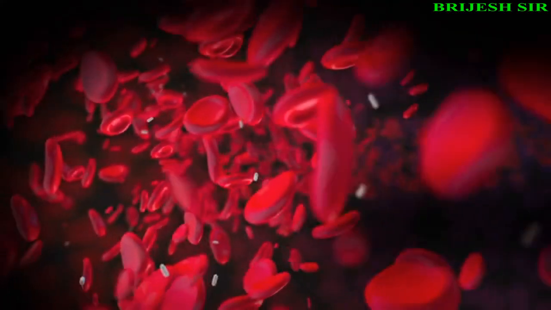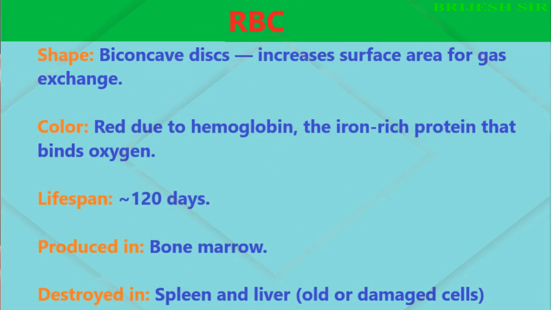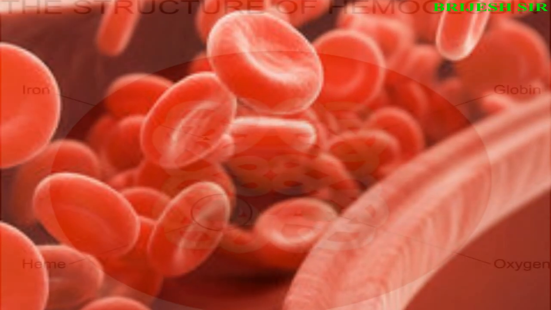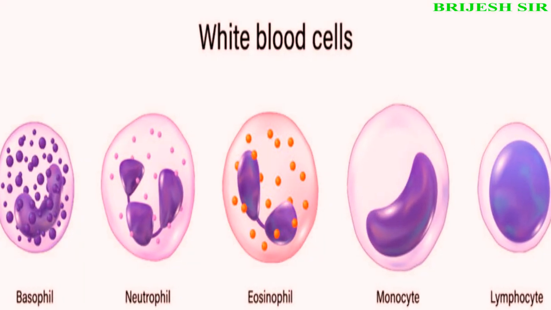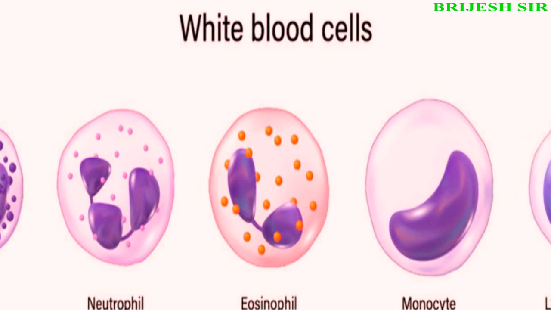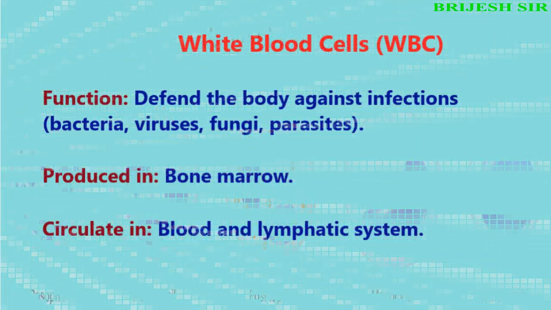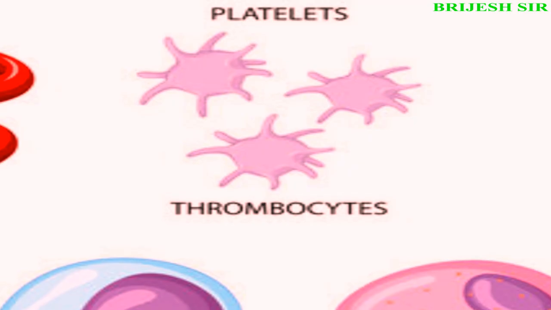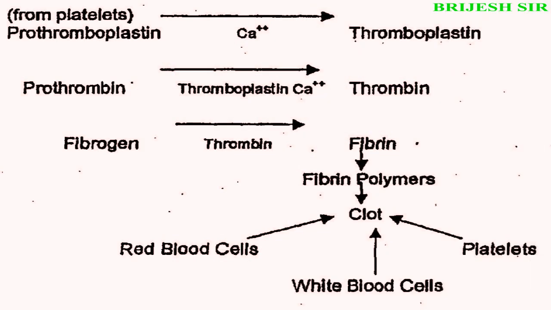Blood, the transport medium. Components of blood. Blood has several parts: plasma, the fluid part, and blood cells. RBC, red blood cells, are tiny biconcave discs without nucleus, red due to hemoglobin, which carries oxygen. White blood cells, WBCs, are larger cells with nuclei, fewer in number, and fight infections. Platelets are small cell fragments that help in blood clotting.